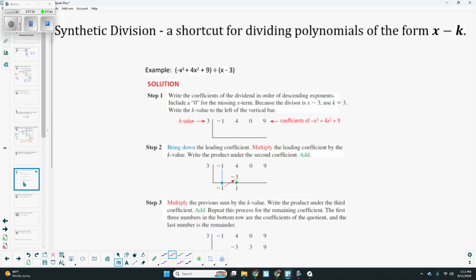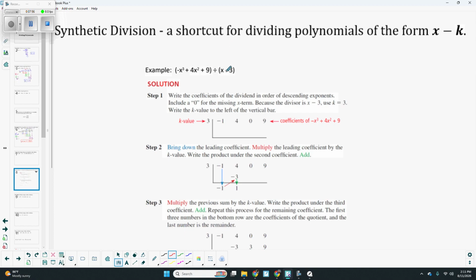So synthetic division is actually a shortcut if the polynomial that we're dividing by is in the form x minus k. So that means it cannot have a number in front of the x. It's a single 1x plus or minus some number. And this is the process we're going to go through. We're going to take the coefficients of what I'm dividing. So in this case, it was negative 1 for x cubed, 4 for x squared. There was no x term, so 0, and then 9 for the constant. So those were the coefficients.